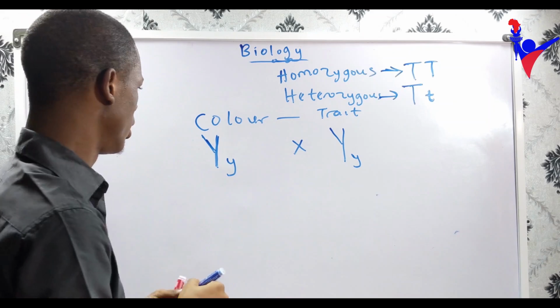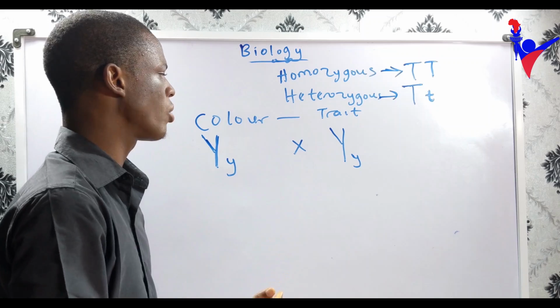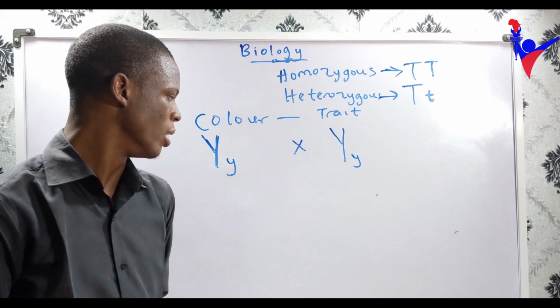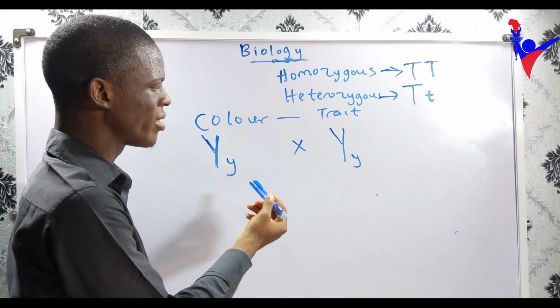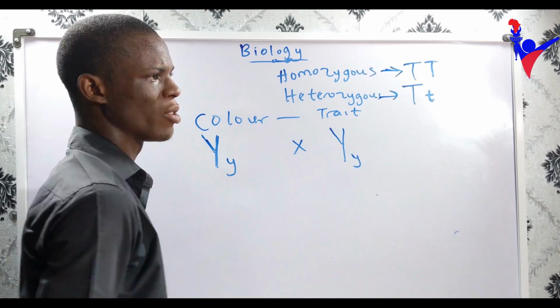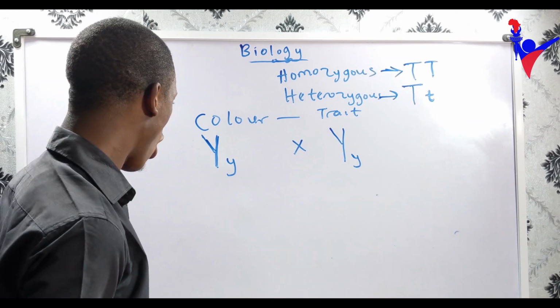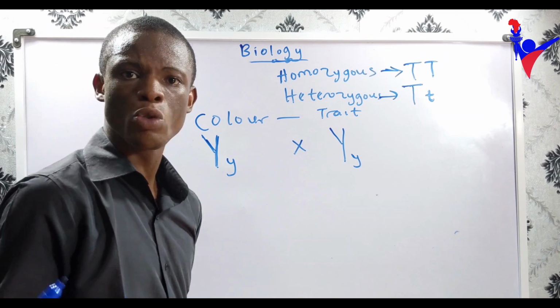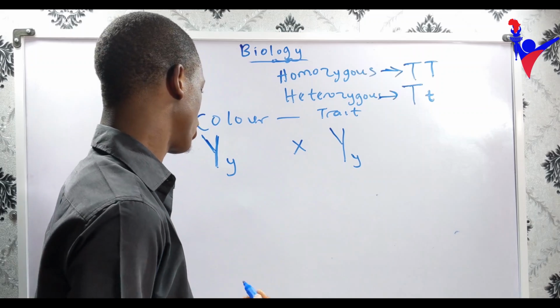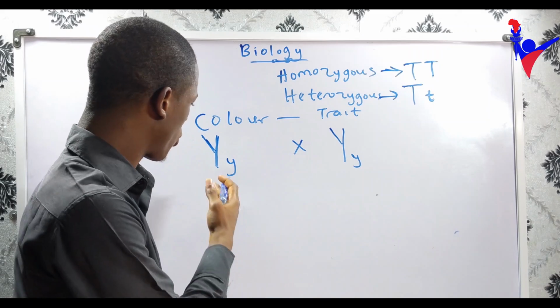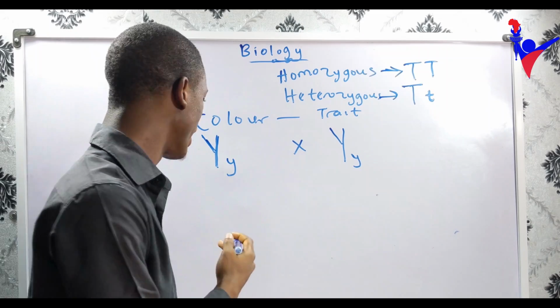So this is the first stage. You have to write out the traits that you are crossing. So we have heterozygous yellow, and we have what? Heterozygous yellow plant. The next thing, this is where most students come across the mistakes they make.